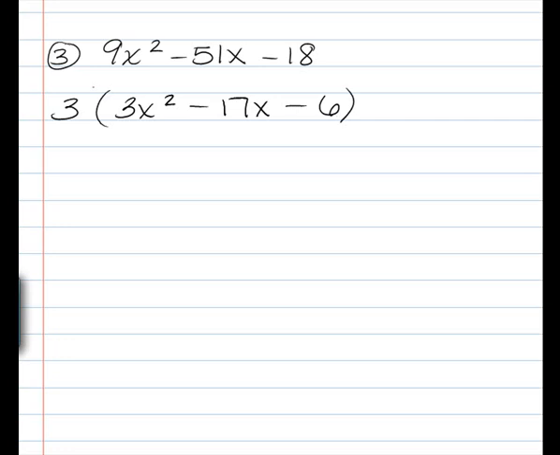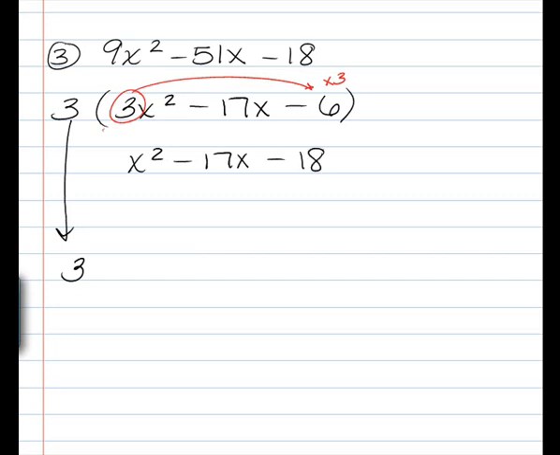Okay, so we're going to draw an arrow down here because we're eventually going to bring our 3 back, but for right now we're going to ignore that 3 on the outside that we just took out. And we're going to do exactly what we've been doing with just the inside of this parentheses. So we're going to do the 3 here, and we're going to multiply it times our 6. So that's going to give us x squared minus 17x minus 18.